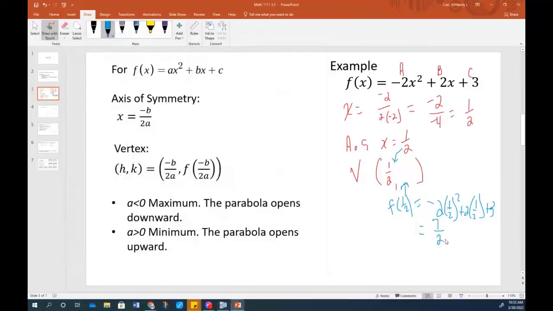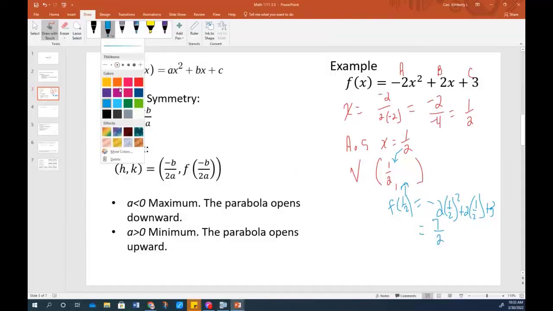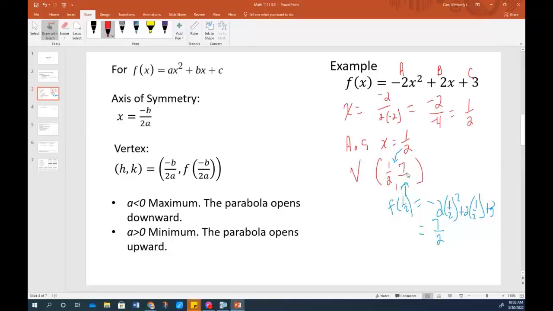So 7 over 2 is what I want to say the rest of my vertex is. Now certainly both of those could be just decimals. You don't want to round unless your instructions tell you to round, but I could have put 0.5 and 3.5, same thing. So now, which direction does this open? You have to look at your first number to determine if it opens up or down, and that also then lets you know if it's a maximum or minimum.